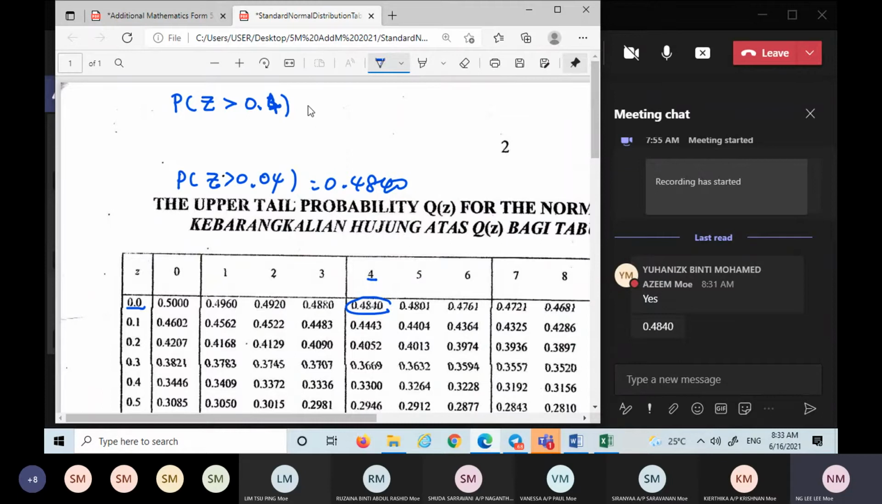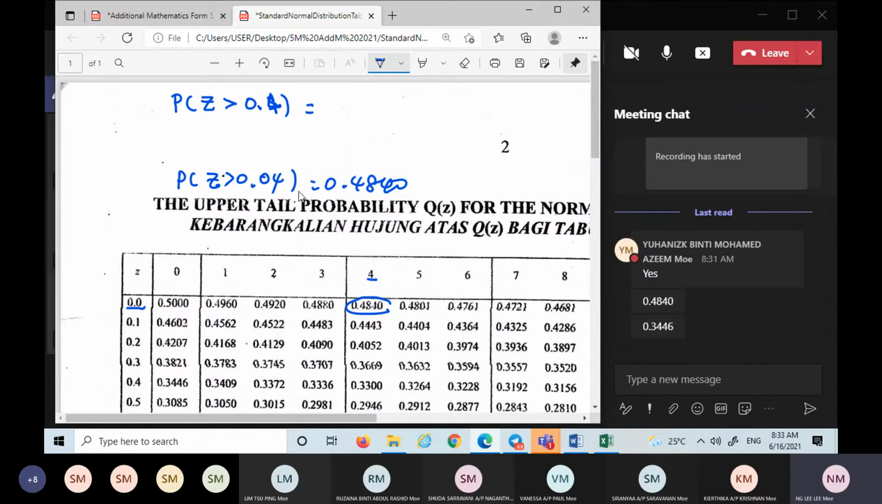Okay, one more try. Hanis? Okay, 0.3446, because 0.4 is here. Okay, so the answer is 0.3446. Okay, critical.